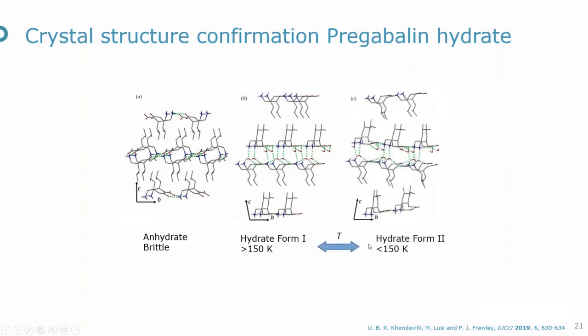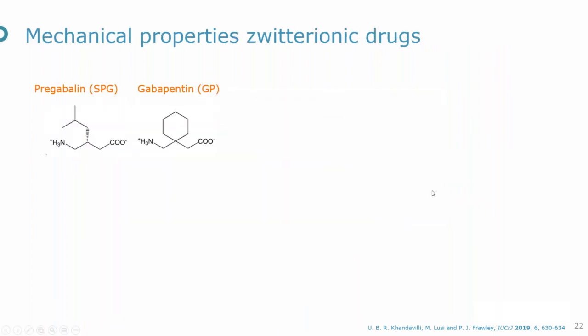This is also reflected in a second form that was obtained, form 2 of a hydrate, which is very similar in structure, but slightly different. And this is because the layers can freely move over each other. And this is called slip planes, so they can slip over each other. And as a result, you have bendable crystals instead of brittle crystals. And this behavior was not only observed for pregabalin, but also for gabapentin, which is also a gamma amino acid with similar pharmacokinetic behavior.